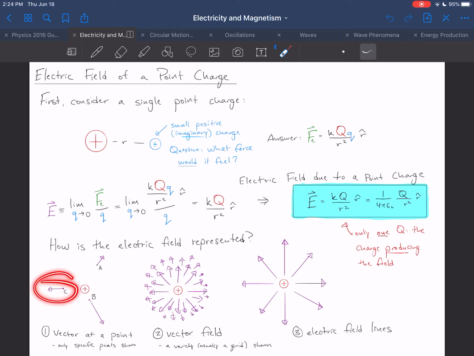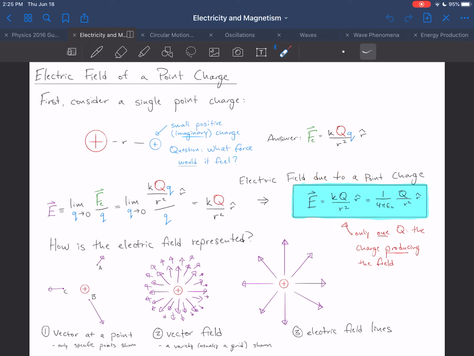Notice they're all pointed away. Why is that? Because the force on a small positive test charge would always be away. So we represent the electric field here as being away from positive point charges. And that makes sense. Notice that is by convention. Okay, so we're not actually putting a small positive test charge here. We're imagining we're doing so and asking what the force per unit charge would be. That's the fundamental question, and that led us to this formula.